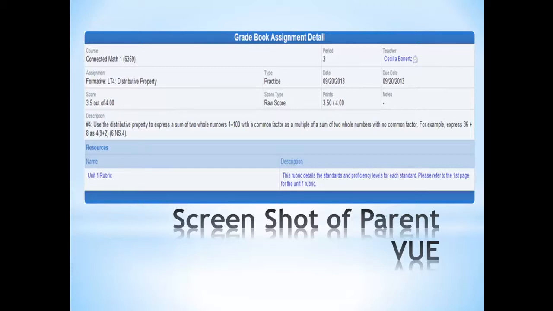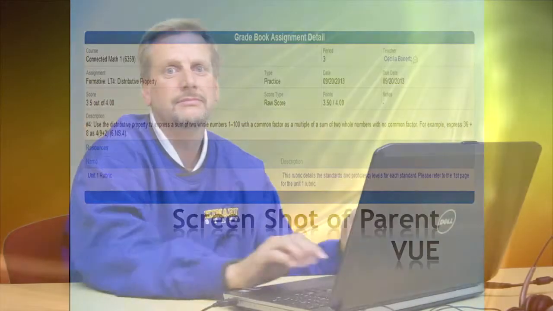This person earned a 3.5 out of 4. The 4 is the highest, meaning advanced. 3.5 would tell me that they are beyond proficient and approaching an advanced level. In the line below that, there's a description, and we will do our best to communicate more details about that assignment or that skill that's involved with that assessment.